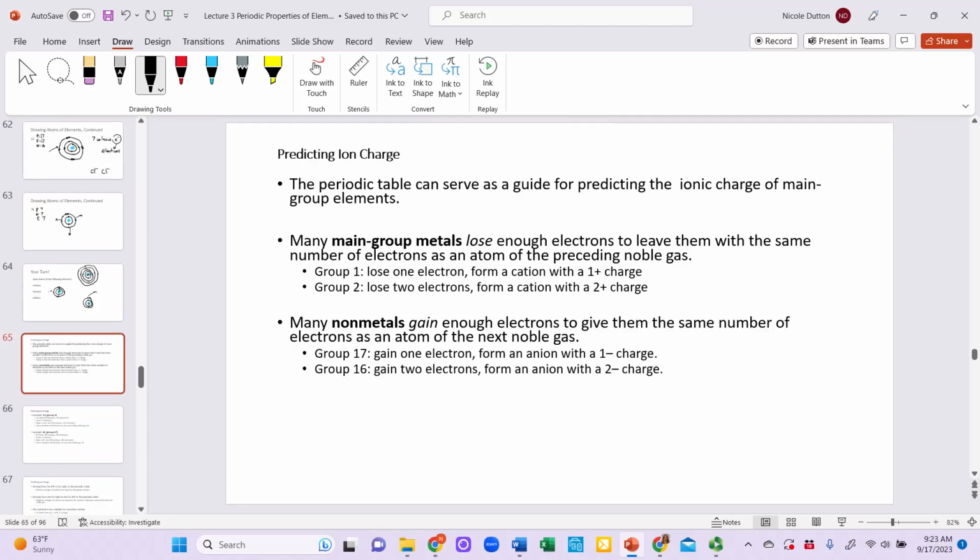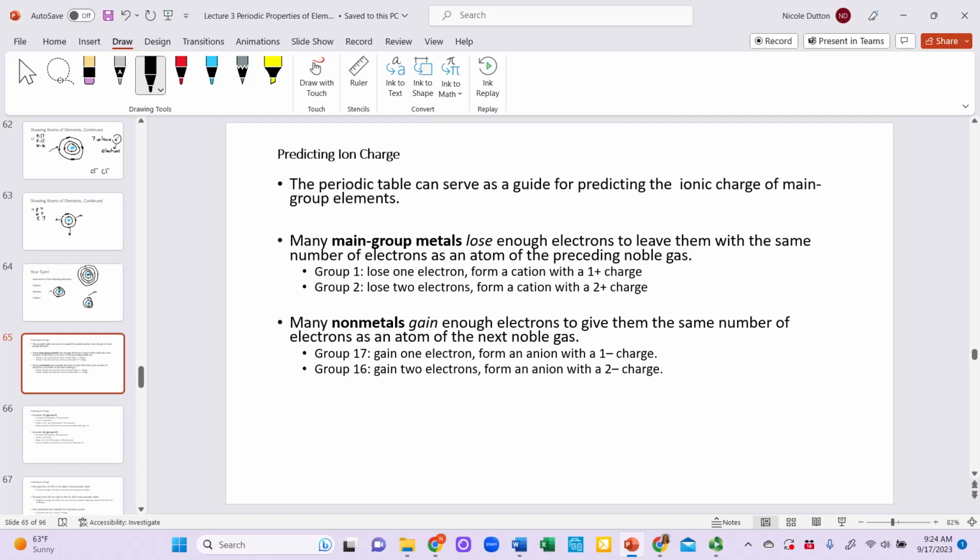So predicting ion charge. The periodic table can serve as a guide for predicting the ion charge of main group elements. Many main group metals lose electrons to leave them with the same number of electrons in an atom of the preceding noble gas. So group 1 would lose 1 electron to form a cation with a +1 charge. Group 2 would lose 2 electrons to form a cation with a 2+ charge.